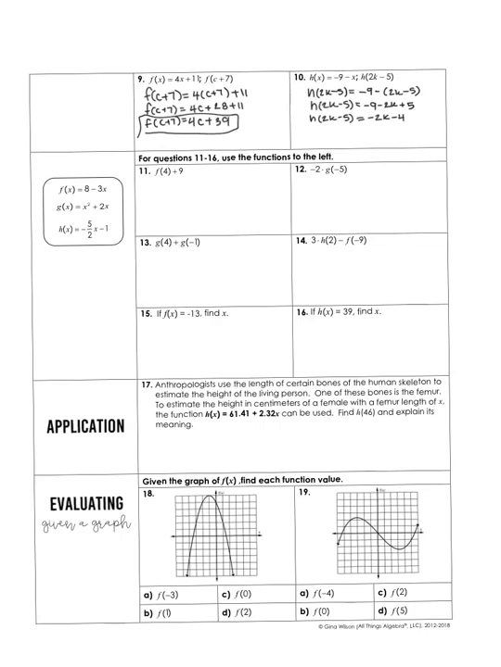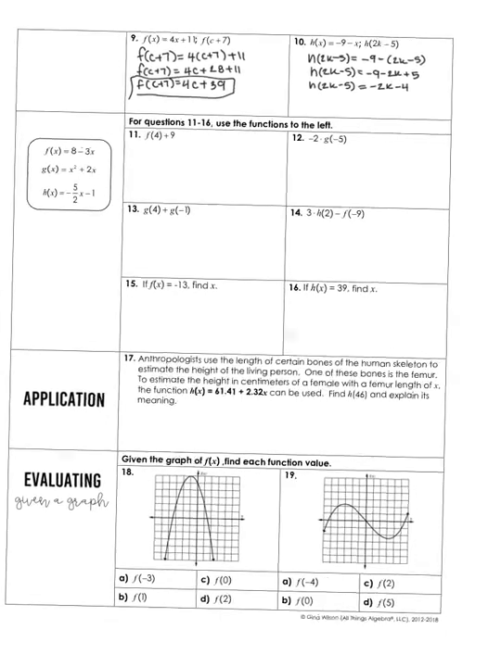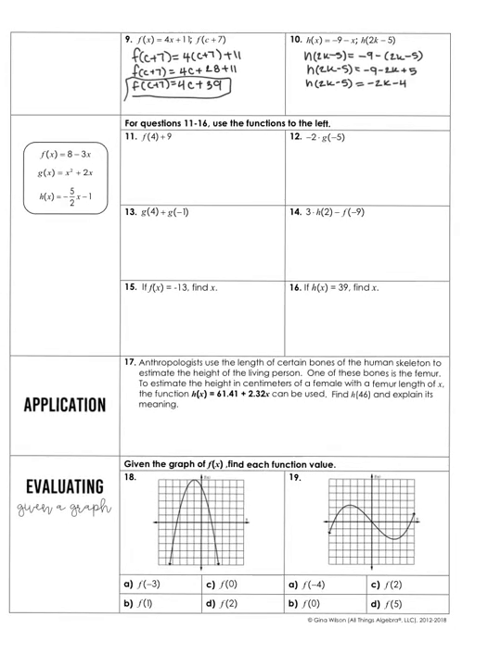Alright, so for questions 11 through 16, what we're going to do is use the three functions we have on the left side to answer these questions. So I'm going to do question 11 with you. So it says f of 4 plus 9. So what I'm going to do is evaluate the function f of x when x equals 4, and then after I do that, I'm going to add 9 to it. So I'm going to show you how that's done.